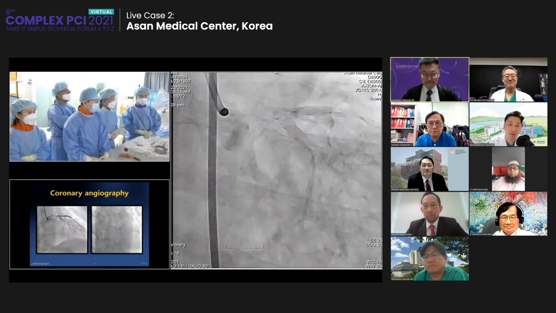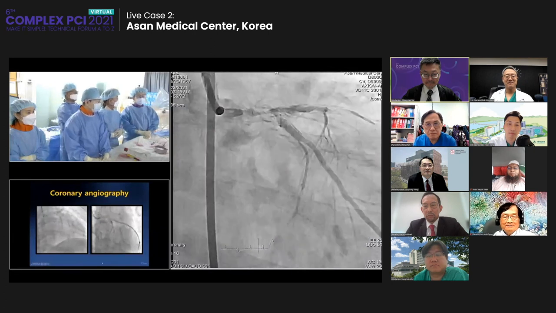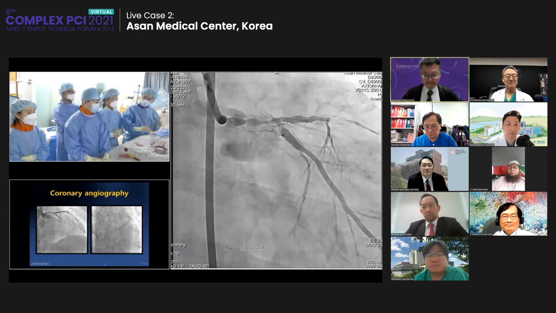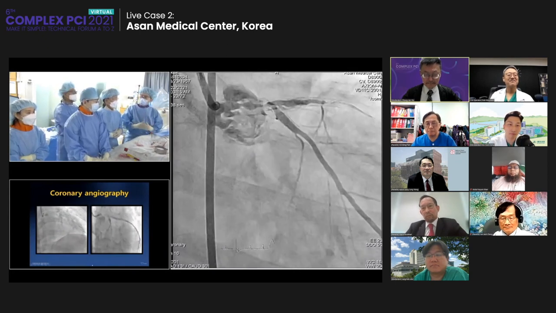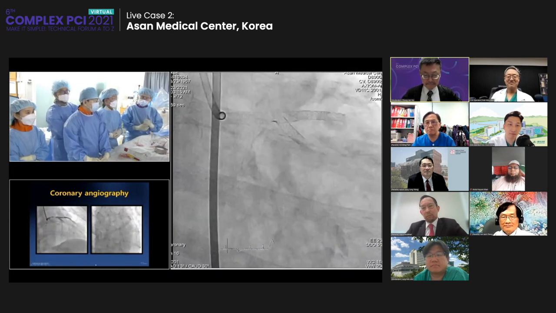So what do you mean? The debulking means rotablation or something? Yeah, I will check the imaging, intravascular imaging. If there is severe neoatherosclerosis with calcification that avoids lumen gain, then a debulking procedure.